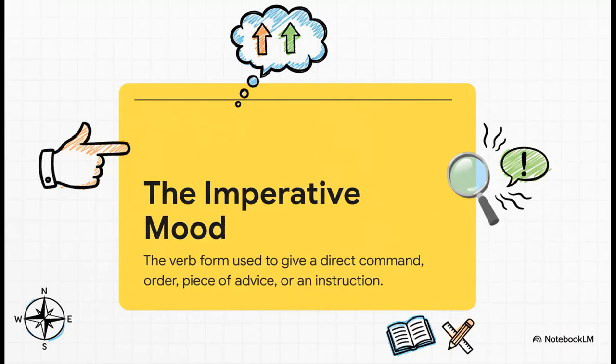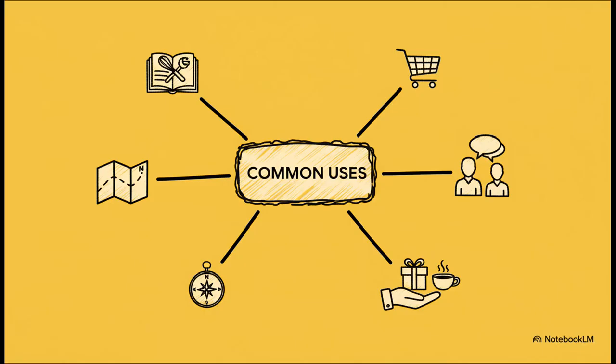Okay, let's get just a little bit technical for a second. The imperative is simply the verb form you use when you want to tell someone to do something directly, and that can be anything from a serious order to just some friendly advice or a helpful tip. And this is where you really see how useful it is. I mean, think about it. You use it when you're following a recipe. Mix the flour, add the eggs. You use it when you're asking for help in a store or giving a friend some advice. And of course, it's absolutely essential for giving directions. It's the language of getting things done.